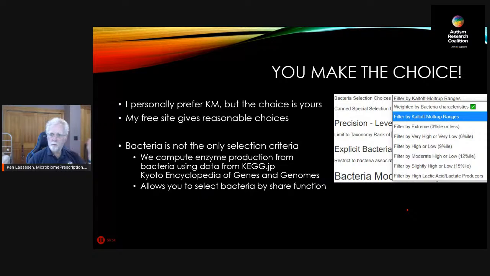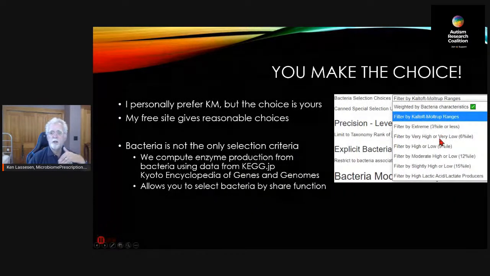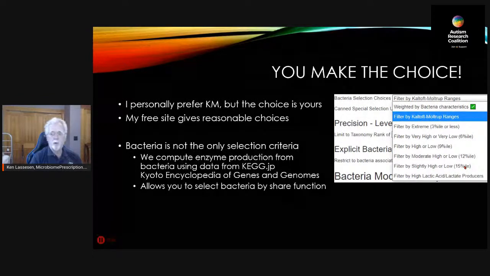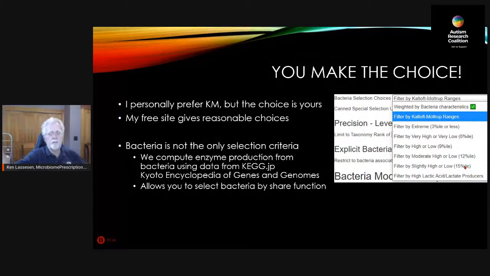On the site, you can determine how you choose things. Personally, I prefer the cutoff multi-drop ranges. It keeps focus on things that are problematic. However, you do have a choice. You can say, okay, give me the top 3 or bottom 3%, top 6 or bottom 6, 9, 12, 15. So you can say, okay, what is your criteria? You don't have to go with the cutoff multi-drop, which is my preference. You can go with anything on top or bottom 3%, etc.